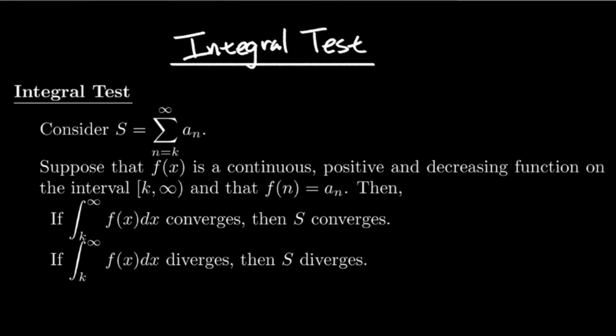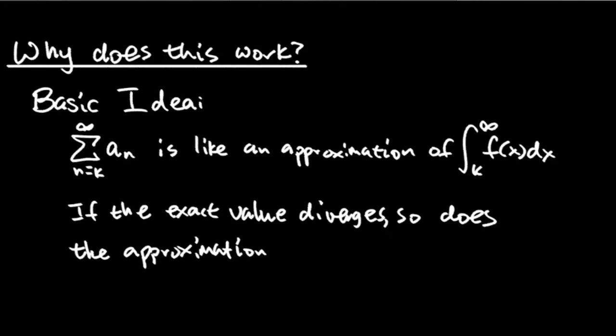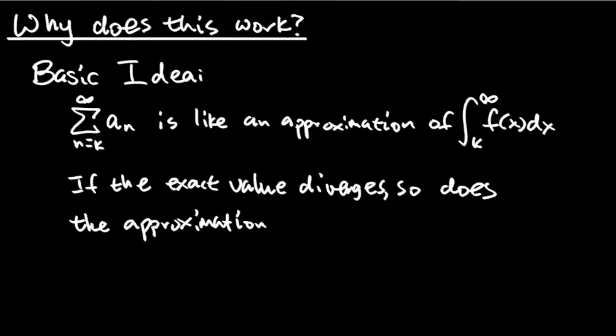such that f of n equals a sub n. So basically, if we can write the function and the sequence as the same thing, then if the integral converges, then so does the sum. If the integral diverges, so does the sum. So let's think about a little bit of why this works. The basic idea is that the sum is like an approximation, essentially, of the area function. So if the exact value diverges or converges, then so does the approximation.